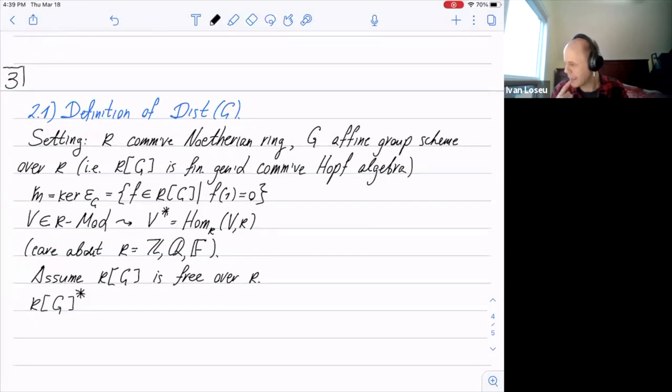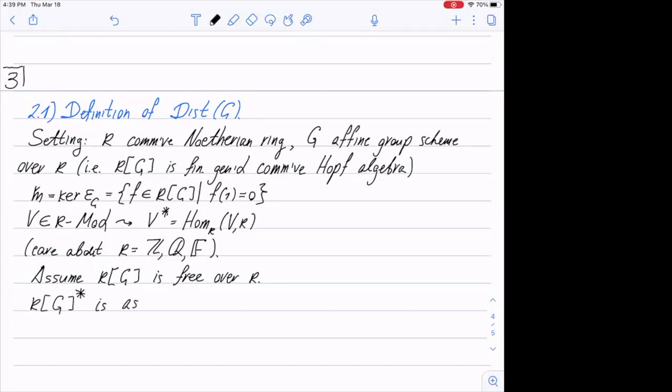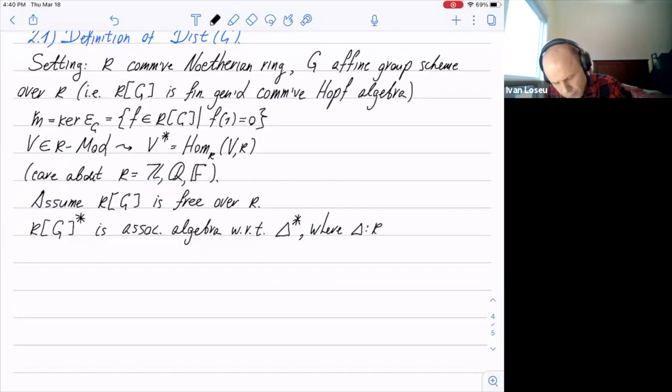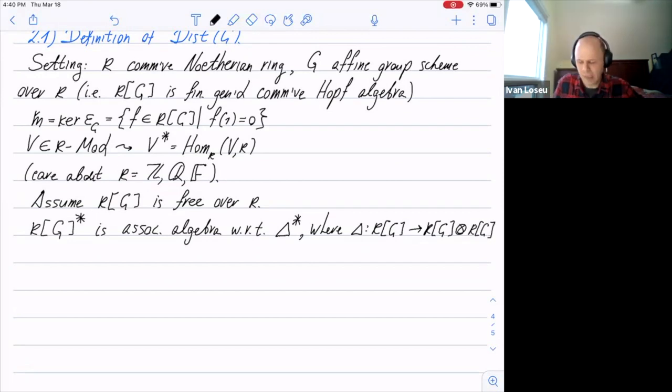Right. So the full dual is an algebra with respect to convolution, which is delta star, where delta denotes a coproduct. Okay, this we have seen before, but this algebra is too big. Inside, we can consider the smaller subalgebra of functions that are local at one. So what does it mean?